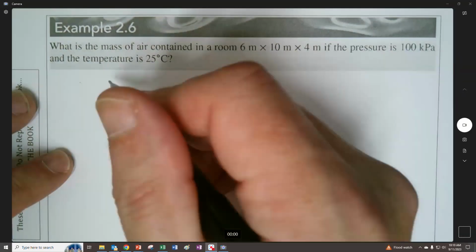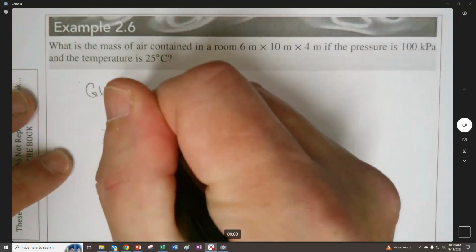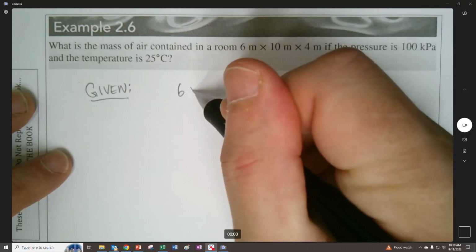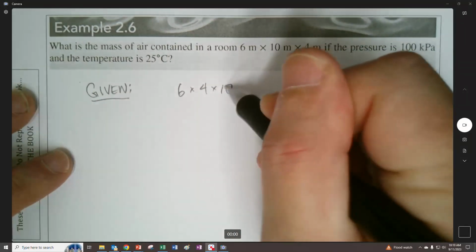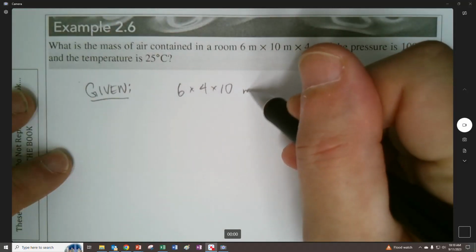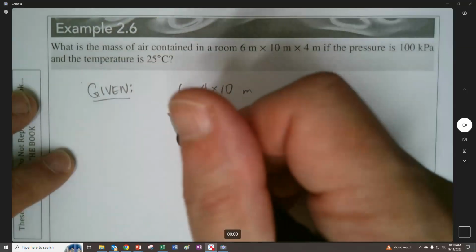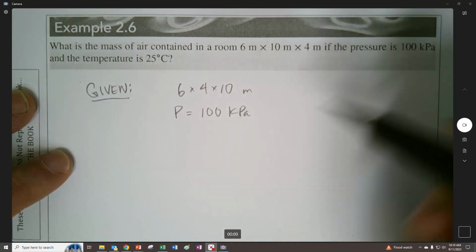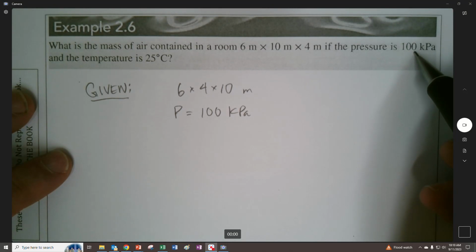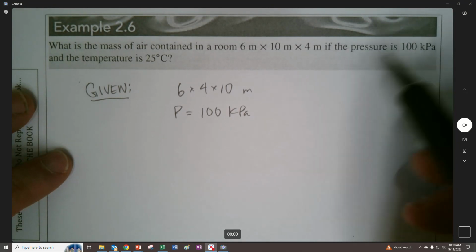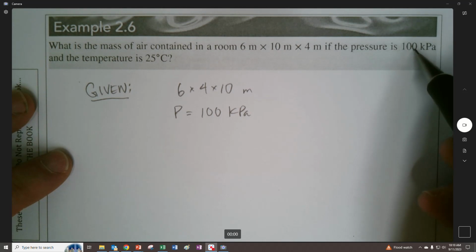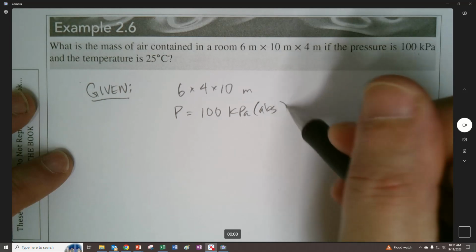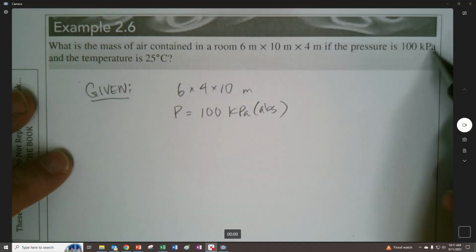All right, well, so I don't always do this, but I should write down what the given is. So 6 by 4 by 10, I don't know why I reversed those, but I did, meters, right? And then pressure, it's going to be 100 kilopascals. Now, they didn't tell us whether it was gauge or absolute. In this section, it turns out, if you look at this problem, they did mean absolute right there, but we should be very clear, right? That was kind of naughty of them.